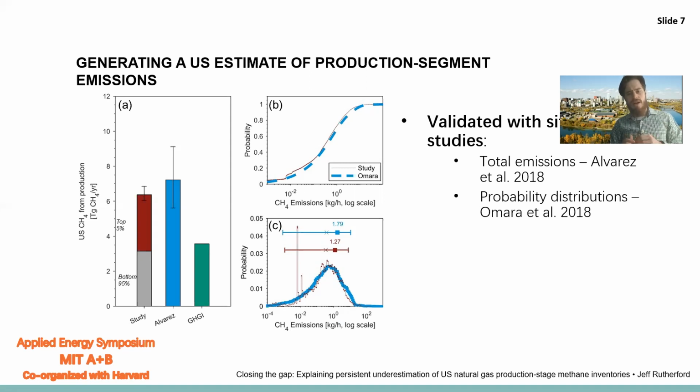Further, both of our estimates are approximately twice that of the estimate in the greenhouse gas inventory. So the panels on the right give us probability distributions of site level methane emissions. On the top is a cumulative distribution, and on the bottom is a probability distribution. Both of these, we find similar agreement.